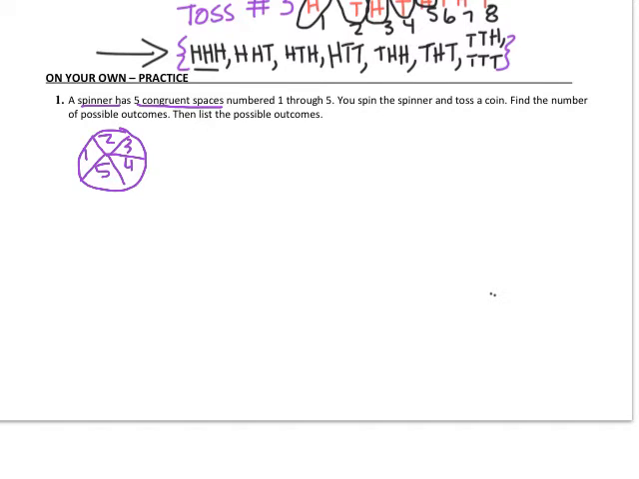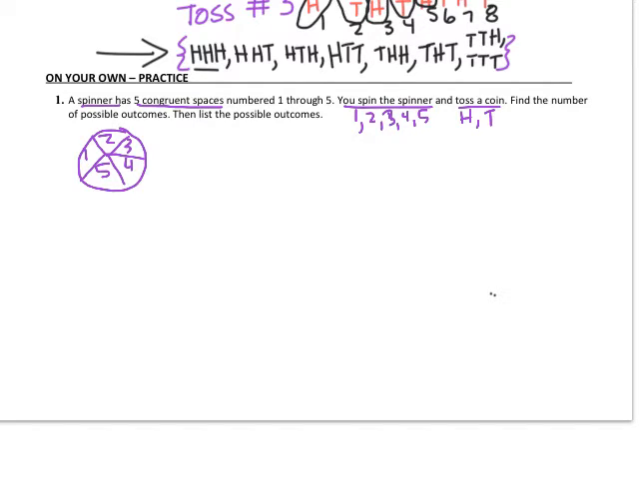And you spin the spinner first, and then you toss a coin. Well, we know that the only different outcomes that we could have from tossing a coin is heads or tails, and you know that when you spin the spinner, you're either going to get a 1, a 2, a 3, a 4, or a 5.